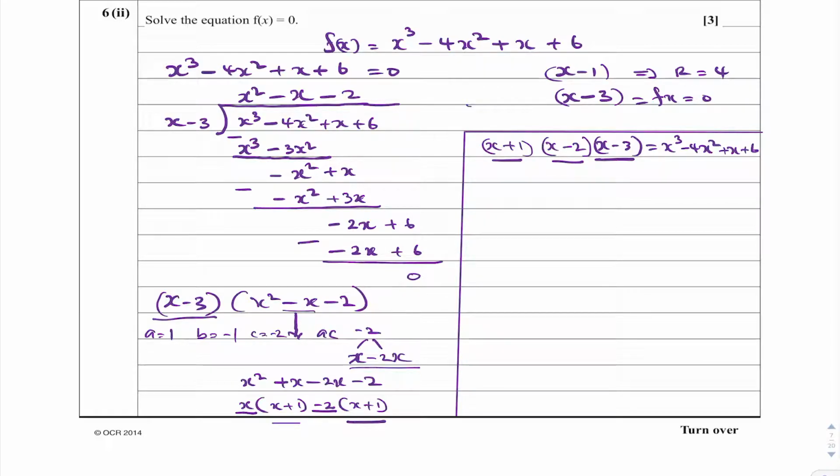So now I know the solutions. The solutions, when I equate it to 0: x plus 1, x minus 2, x minus 3 equate to 0. So x plus 1 equal to 0, which implies x equals minus 1.